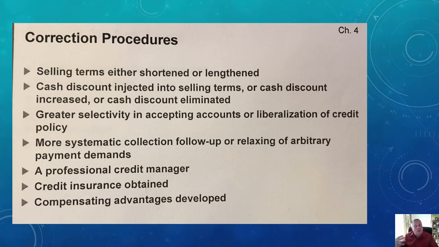There could be more, we could have more systemic, improved collection follow-up, or on the other hand, relaxing of payment demands, adding a professional credit manager, obtaining credit insurance, develop options. Okay, so those are some of the things we can do when we see some of these ratios being.